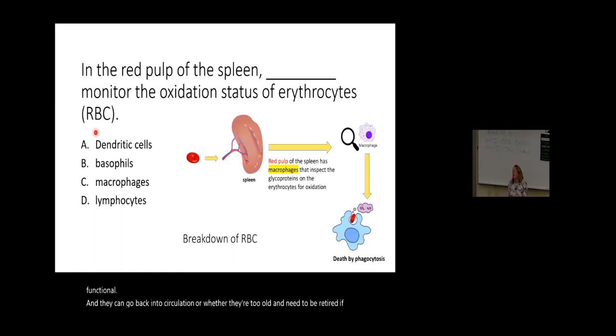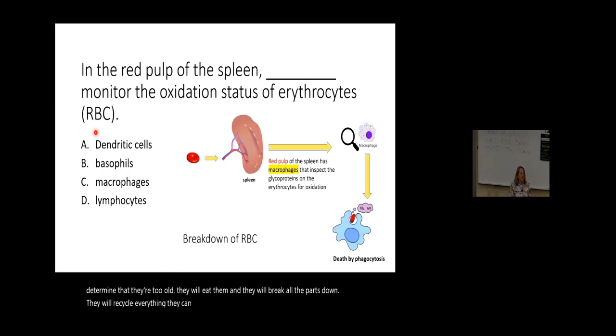If they determine that they're too old, they will eat them and break all the parts down. They will recycle everything they can: amino acids, the sugars, the carbohydrates, and the glycosylation patterns. Most of the hemoglobin is junk, except for the iron. The heme itself will be saved and reused. But all of that junk is going to be sent to the liver for processing. So that's your bilirubin, biliverdin story that you have to get rid of. That's the stuff that you don't keep. But it is macrophages in the red pulp.